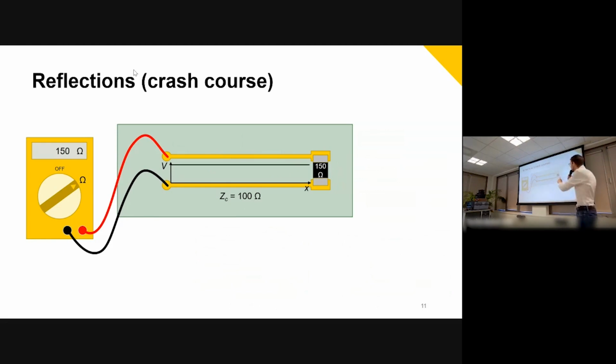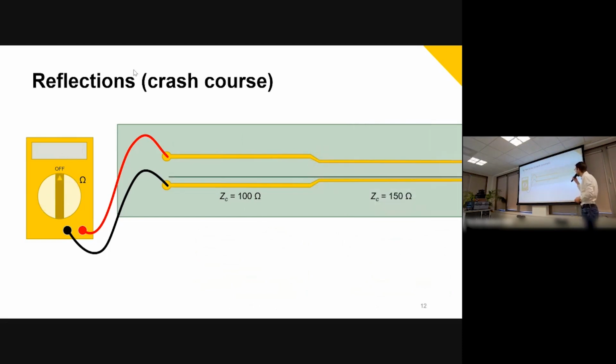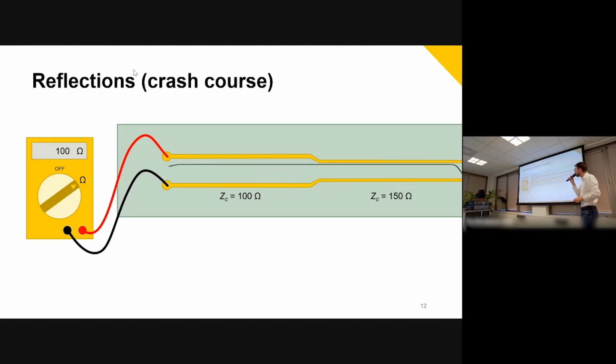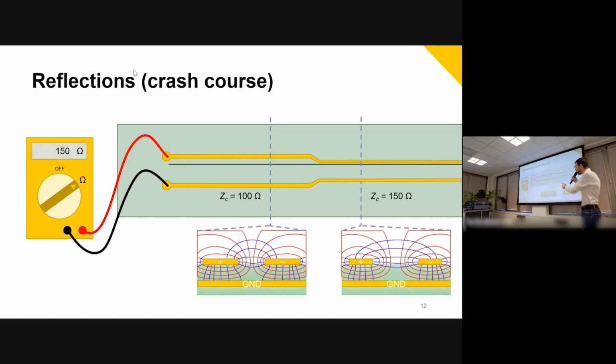You still remember that we can also replace a resistor by an infinite trace with the same characteristic impedance? Let's do that. And as you will see, from the ohm meter's point of view, nothing has changed. This is the major takeaway from this crash course. Changes in characteristic impedance cause reflections.